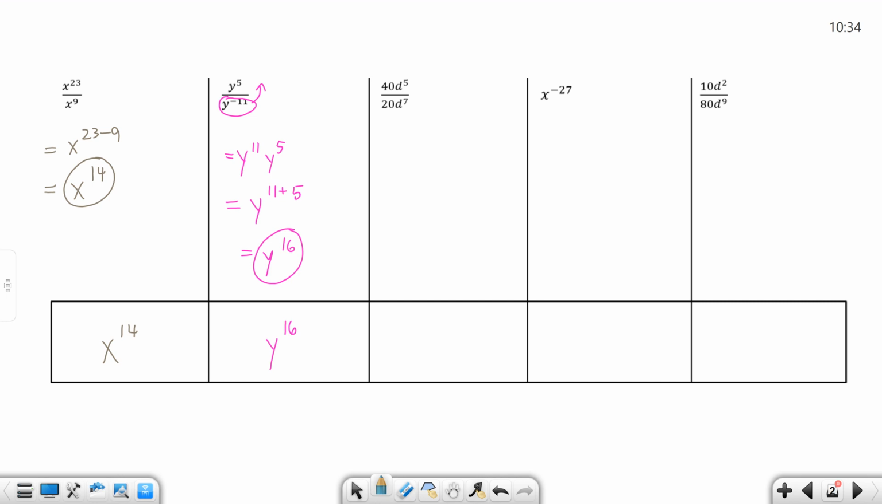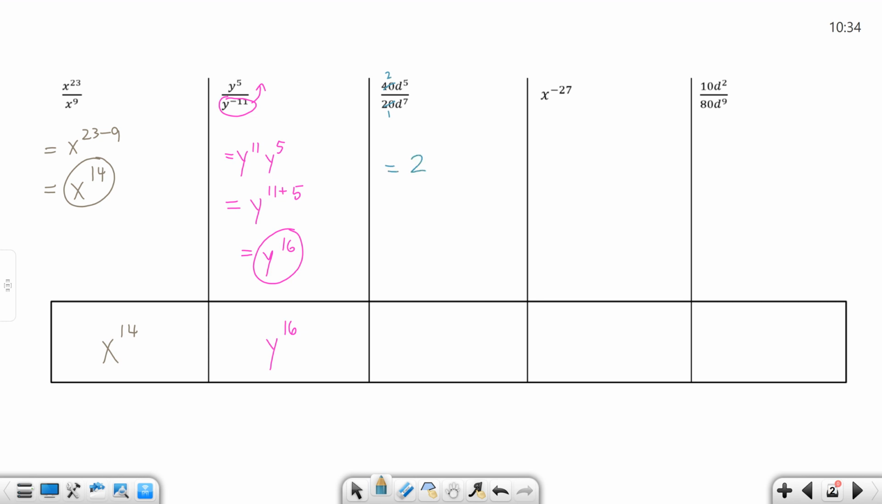And then 40d to the 5th over 20d to the 7th. So look, this is still one term, but it has 40 as a factor and d to the 5th as a factor. That's two factors, but one term. So anytime it's one term, you can divide. We take each factor, say 40 and 20. What goes into both of those? 20 goes into 20 once. 20 goes into 40 twice. So we're left with just a 2.